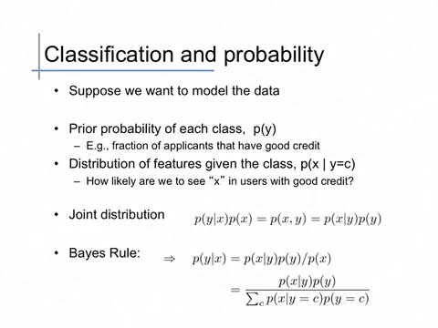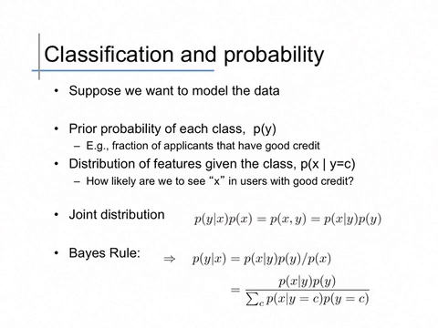And then for each of these classes, for good credit and for bad credit, we can learn a model for our observations X. So how likely are we to see this particular feature outcome in users with good credit, and similarly how likely are we in users with bad credit? Then, just using the chain rule of probability, we can expand the joint probability of X and Y in two different ways. And since we're interested in estimating the probability of our class given our observation, we can move P of X over to this side, and this is precisely Bayes' rule.